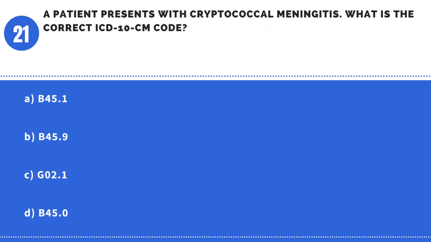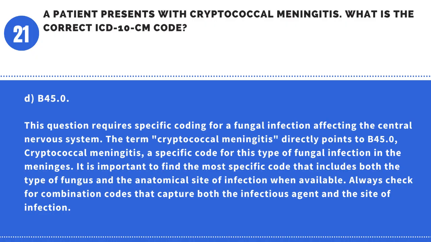Question 21. A patient presents with cryptococcal meningitis. What is the correct ICD-10-CM code? A. B45.1. B. B45.9. C. G02.1. D. B45.0. Answer D.